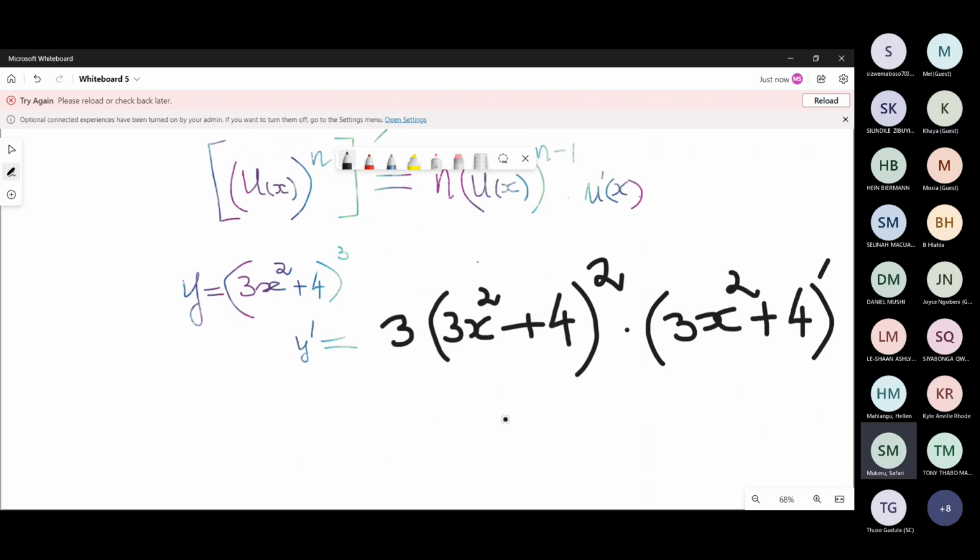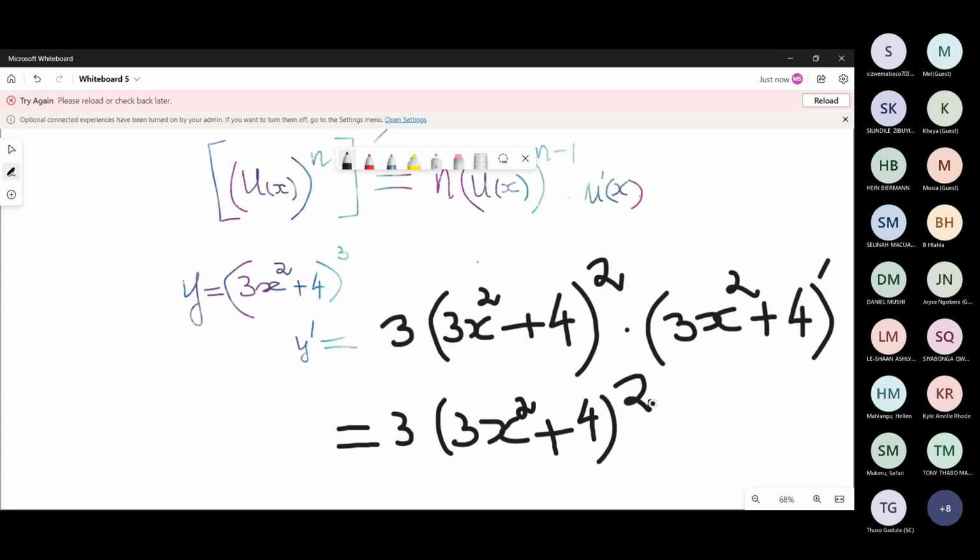Right. Okay, now what is the final answer? This gives you 3 multiplied by 3x squared plus 4, to the power 2, right? You don't need to multiply this out, you can stop once there is no more derivative in the formula. Multiplied by the derivative of 3x squared plus 4, which is 6x. Yes, just 6x.